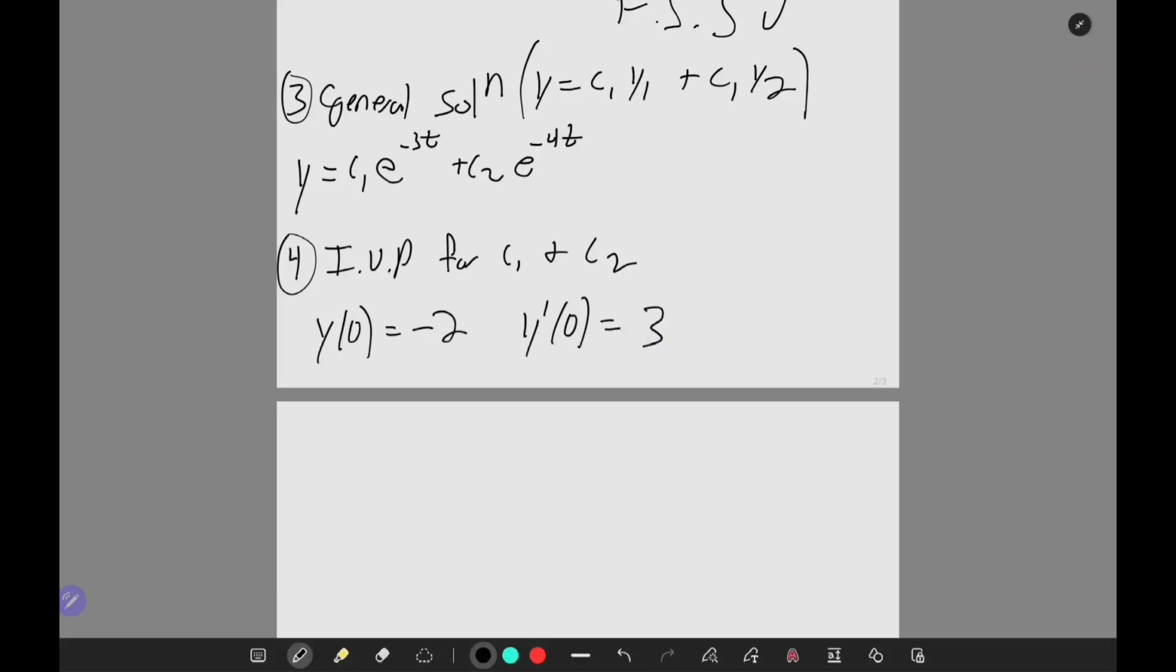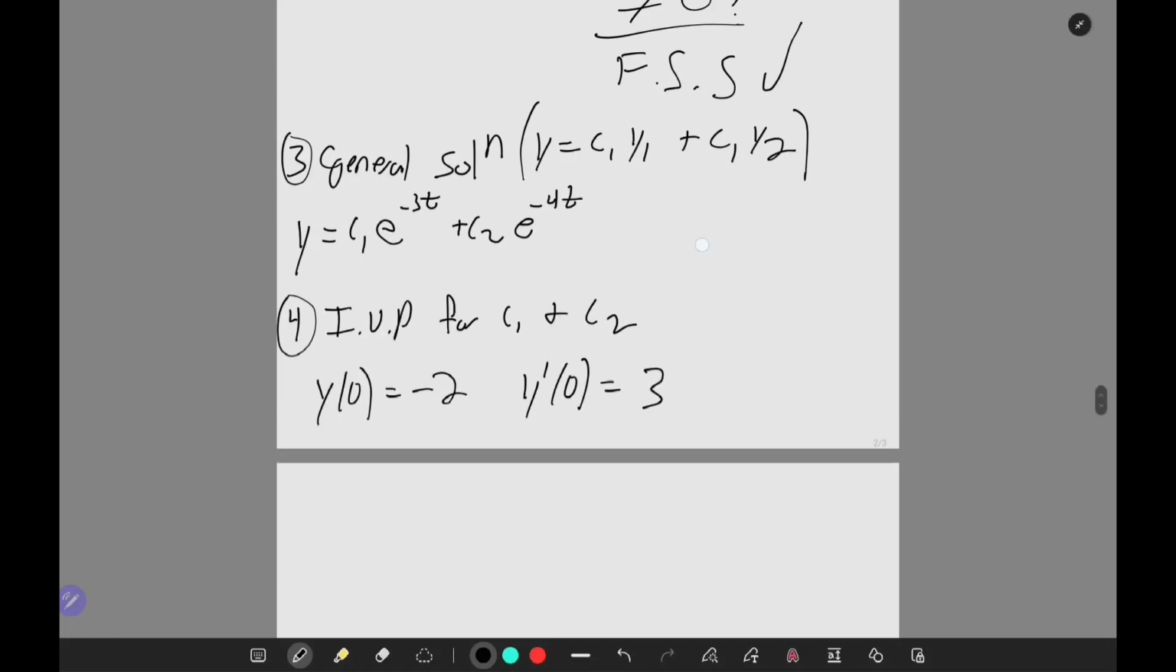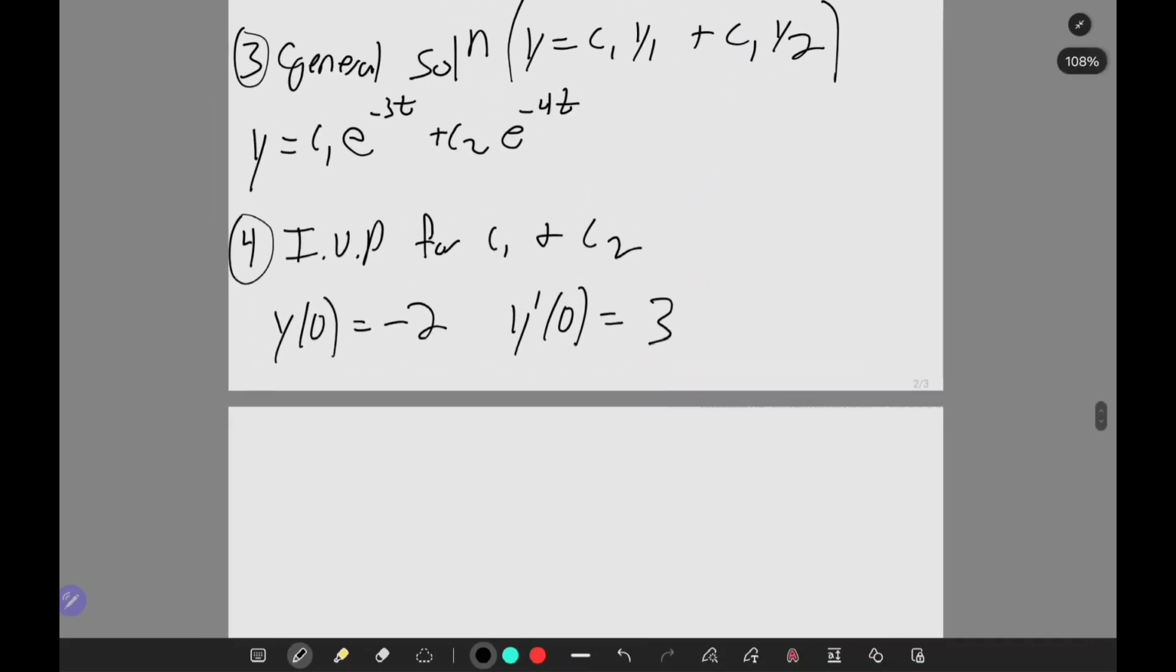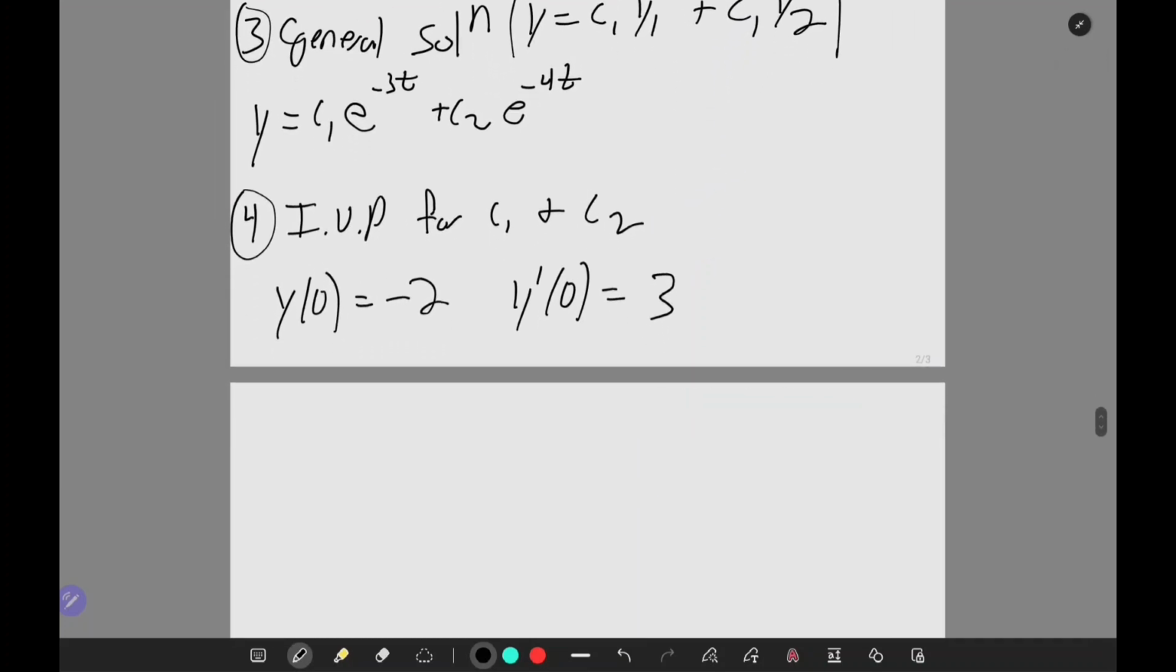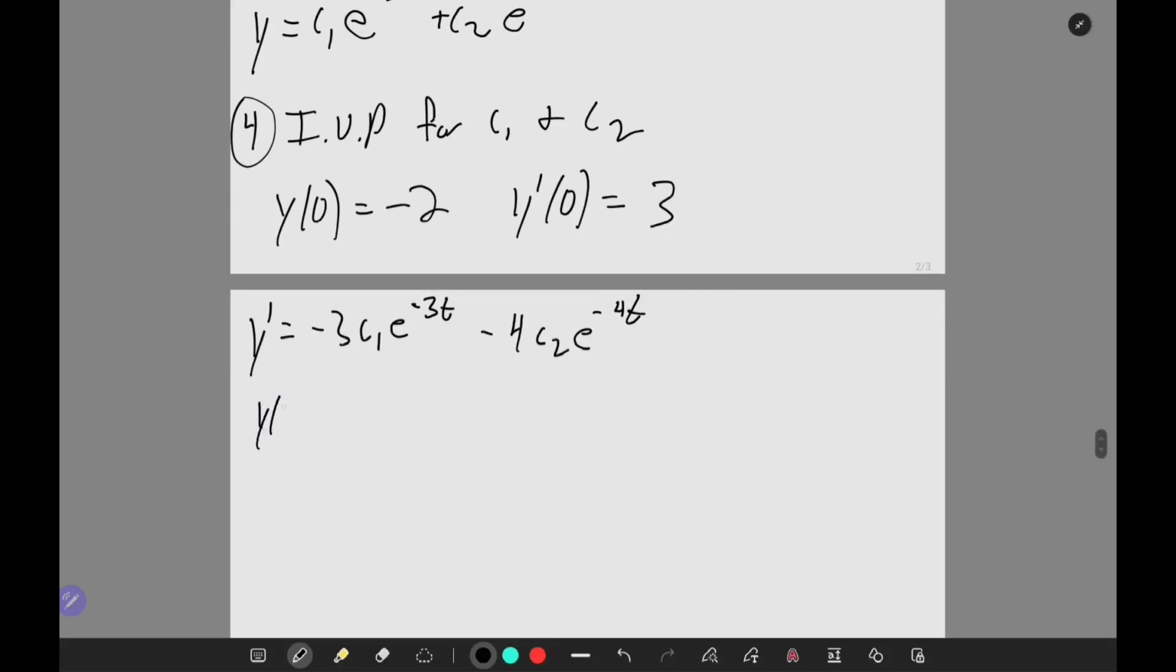Okay, so if we plug this back into our general solution. Well, first of all, let's solve for y prime first, because we're going to need it. So this would be negative 3 c1 e to the negative 3t plus, minus 4 c2 e to the negative 4t. Now we can do both of these.